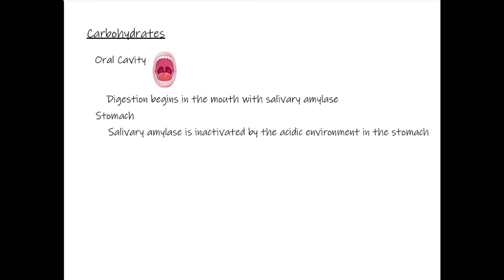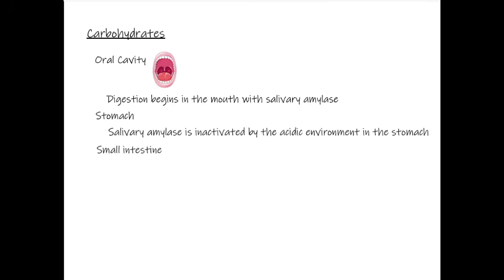Let's first look at carbohydrates. The digestion of carbohydrates begins in the mouth. Our salivary glands secrete salivary amylase. This enzyme begins the digestion of carbohydrates, particularly starch, breaking them into smaller carbohydrate molecules. In the stomach, salivary amylase becomes inactivated by the acidic environment, and no additional enzymes are added to the stomach that contribute significantly to carbohydrate digestion.